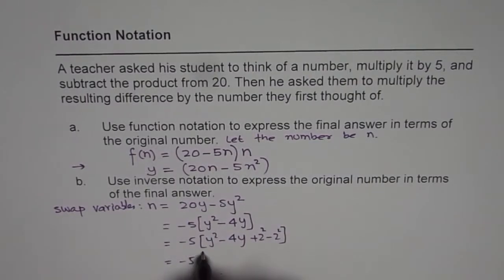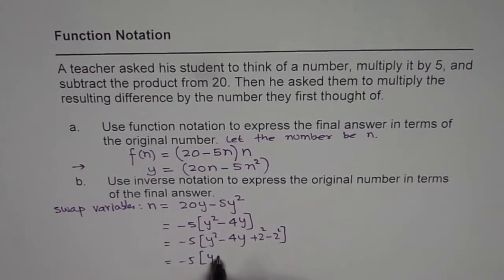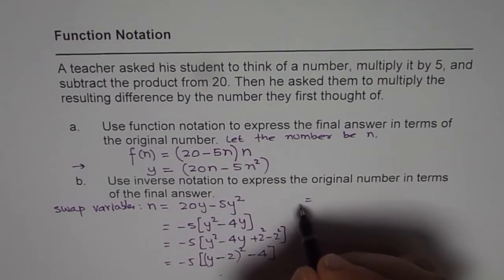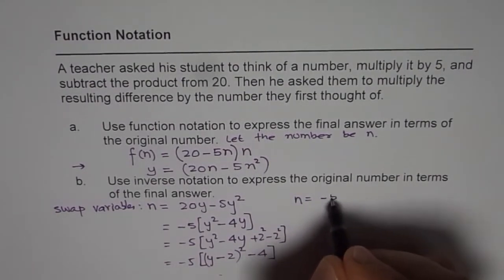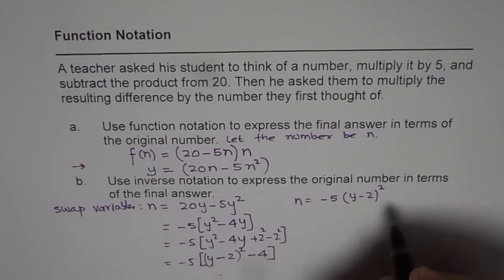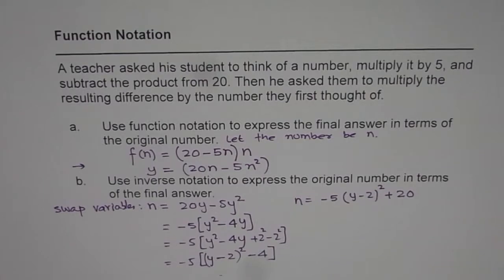So that gives us minus 5 times y squared minus 4y plus 2 squared, which is a perfect square. So we can write this as y minus 2 whole squared, and minus 2 squared is 4. Correct? Now we can open this bracket and write n equals minus 5 times y minus 2 whole squared, and minus and minus becomes plus 20. Correct? Now we can isolate y. Let me show you this method on the right side.